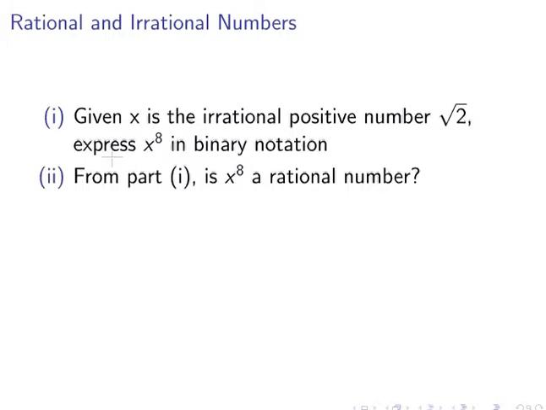So let's just look at a question here. Given that x is an irrational positive number, the square root of 2, express x to the power 8 in binary notation. So this includes a bit of binary numbers here.